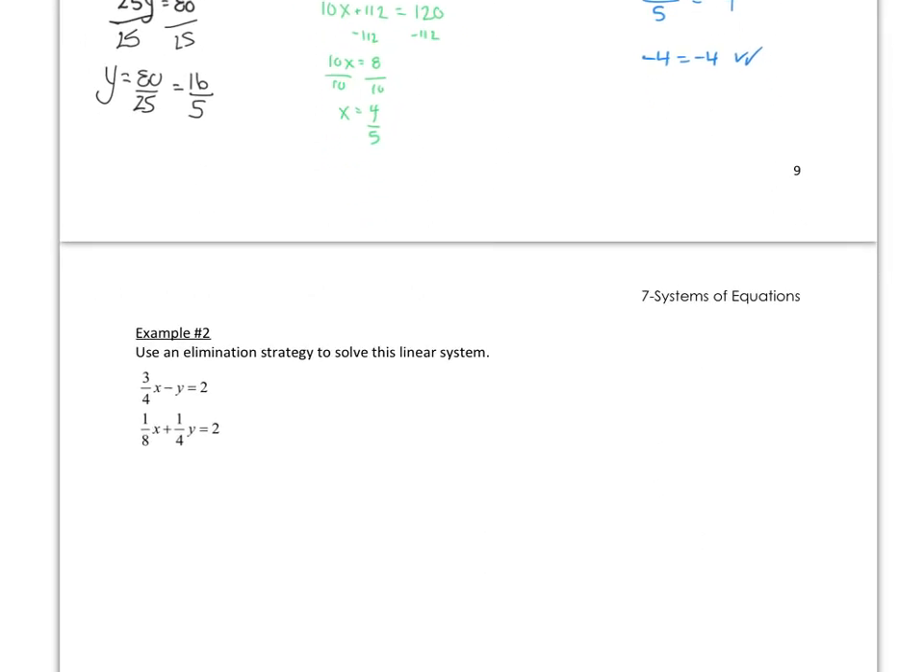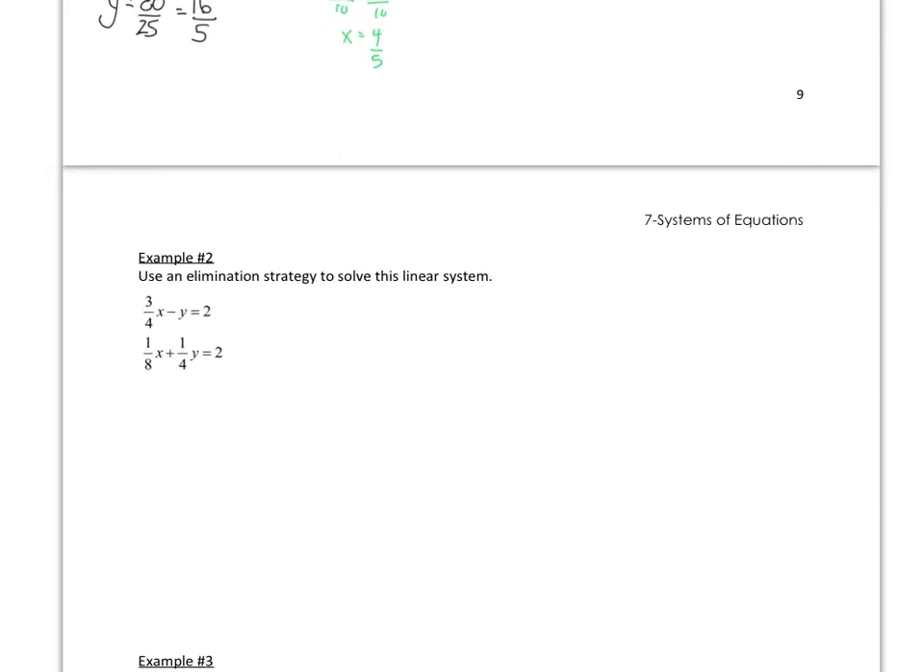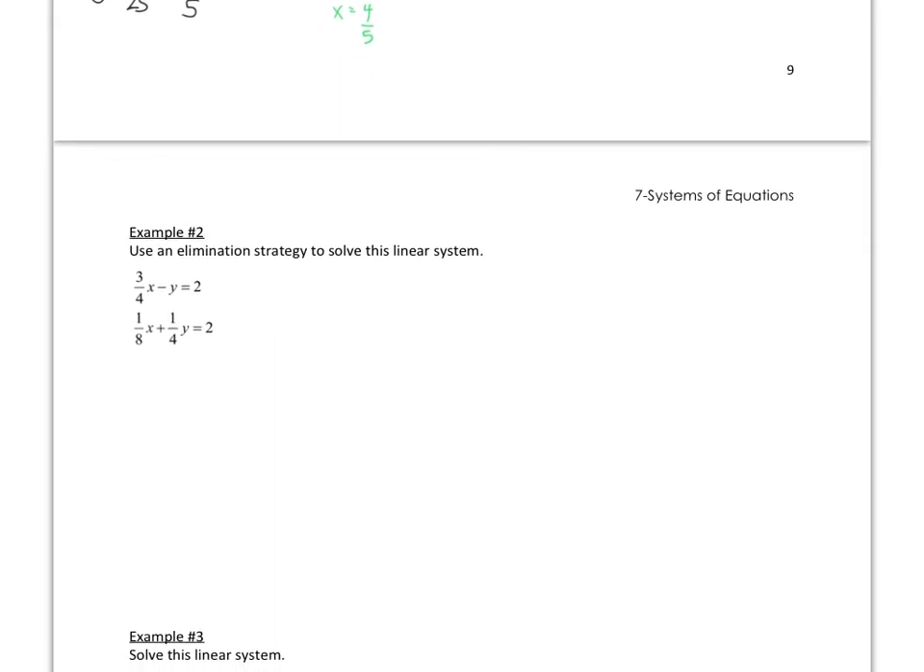All right, use elimination to solve this linear system. This looks gross already because we've got fractions. So you can either multiply your fractions out or work with fractions. It's really up to you. Let's try multiplying our fractions out.